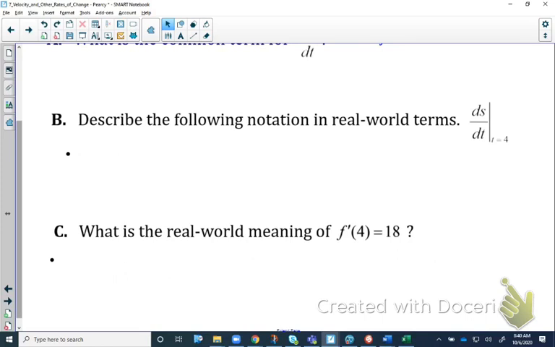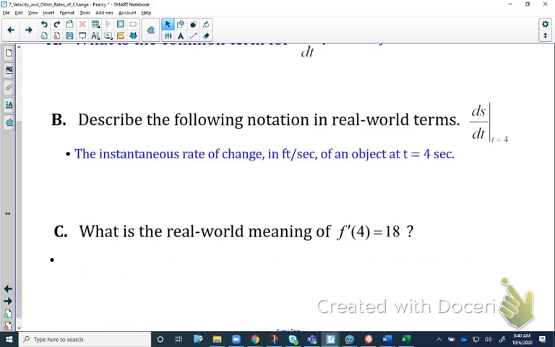Here, describe the following notation. So ds dt, in this case, we're going to be identifying the velocity of something in terms of feet per second at 4 seconds. So here, this is the instantaneous rate of change. This is the velocity of something. The instantaneous rate of change would be the derivative of the position function in feet per second. Velocity is used synonymously with speed. Although speed and velocity are pretty similar to each other, velocity may be negative to indicate the direction it is traveling.